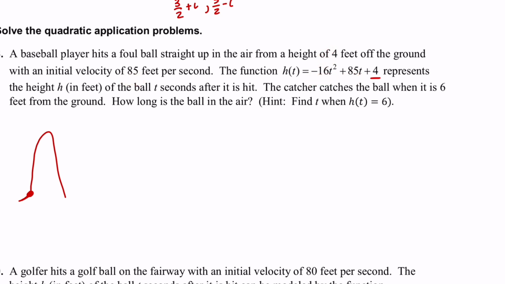The catcher catches the ball when it is 6 feet from the ground. How long is the ball in the air? So let's write this equation. H of t equals -16t squared plus 85t plus 4.